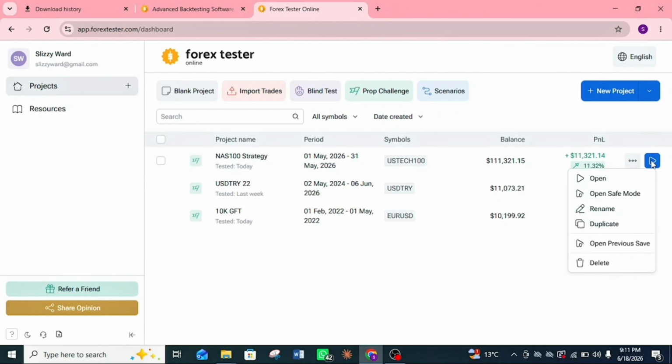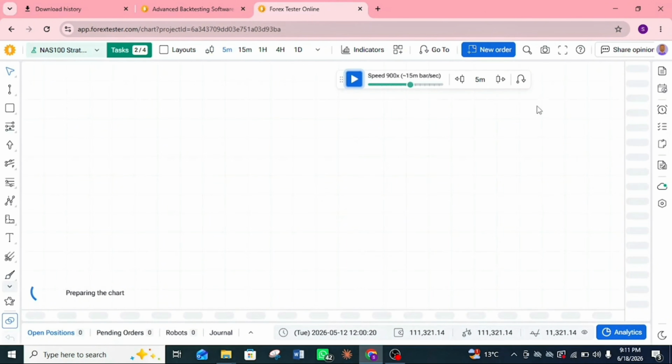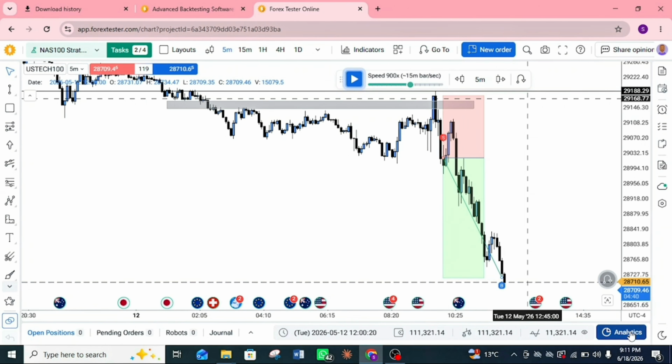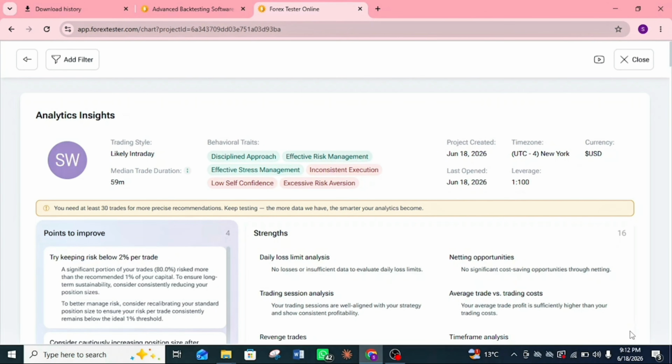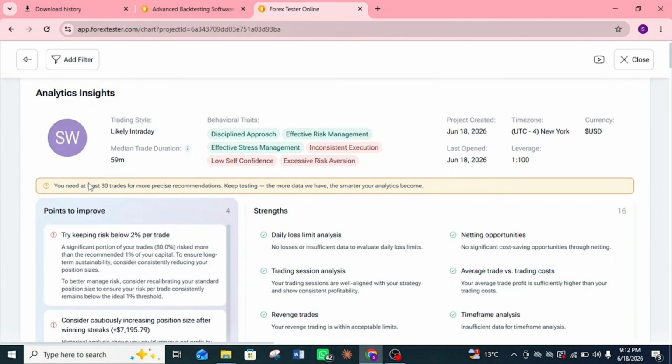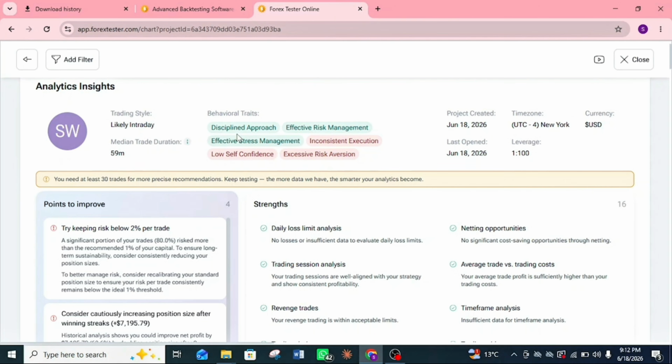So now what we can do, if we try to play it like this, to see what it will say. Because we want to go to the analytics. You see, you can get these analytics insights, trading style, likely intraday. These are generated by AI. You need at least 30 trades for more precise recommendations, which is true. I don't think we have more than 10 trades on this.